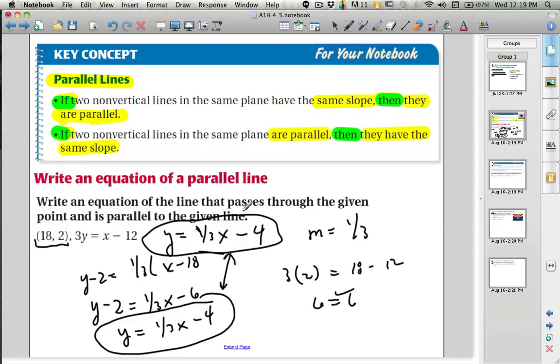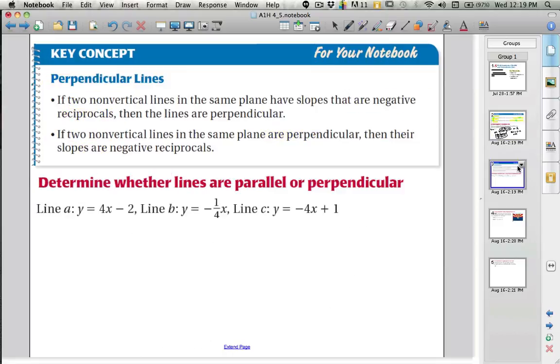So I wouldn't say they're parallel. I would simply say they're the same line. Parallel lines have the same slope but a different y-intercept.